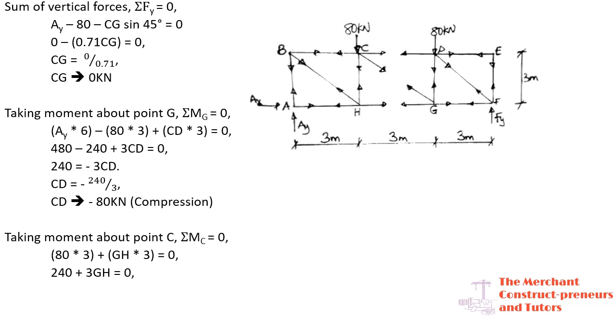Now you take moment about point C equals 0 at this point here. So since this is the portion we are considering, everything we are doing will not pass this joint here. So we have this 80 multiplied by 3, that's clockwise direction. Then we have GH going in clockwise direction multiplied by 3. So when you compute, you have your GH as 80 kilonewton tension.